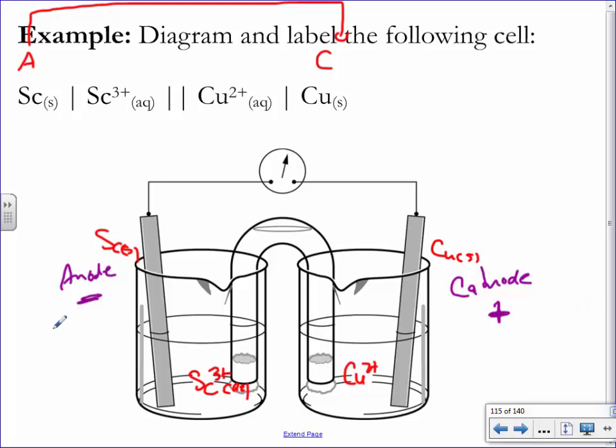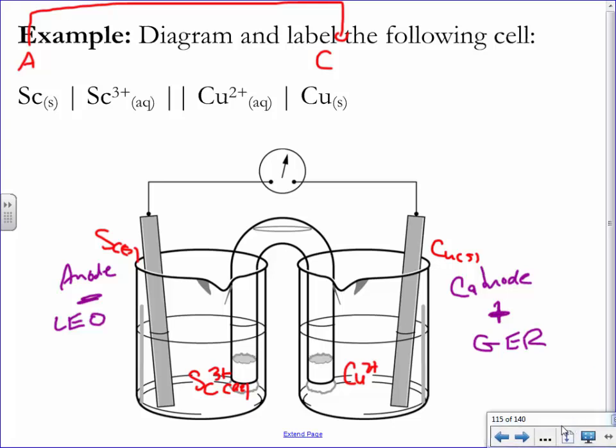Furthermore, anodes are the things that lose electrons, and cathodes are the things that gain electrons. Are you able to follow so far? Which way are the electrons going to go? Are they going to go from the scandium to the copper or from the copper to the scandium? Good, you're right. They go from the anode to the cathode, so electrons are going in this direction.